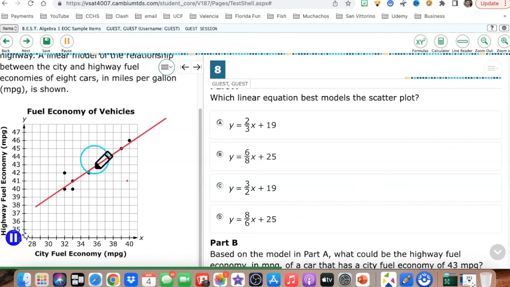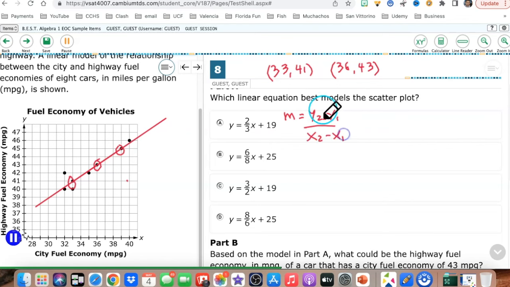So for this, I'll be using the coordinates of any 2 points, right? I can use that one, I can use that one, I can use that one. Let's use that to find the equation of the line. So let's use this for example, and this is going to be 33, 41. And also I'm going to use, let's say this is 36, 43. As soon as I have 2 points, now I can find the equation of the line. The first thing that I need to do is to find the slope. We did it in the previous problem, y2 minus y1 over x2 minus x1.